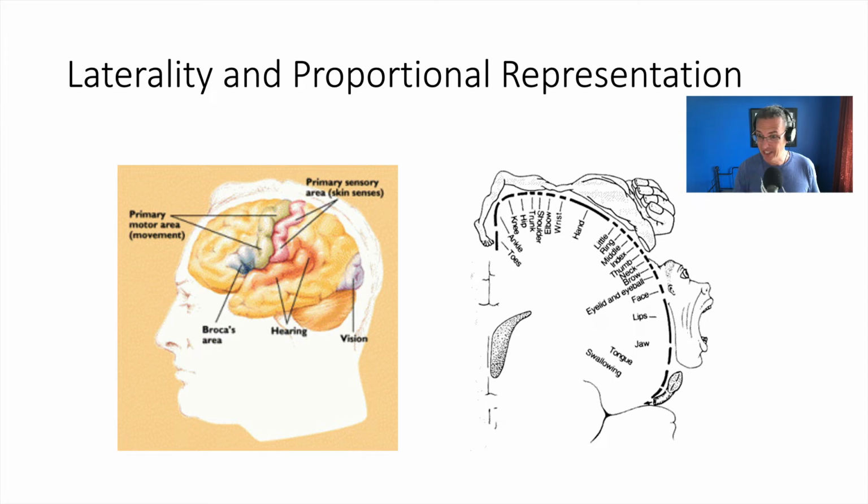All right, because there's a lot of brain tissue devoted to your lip, but there's not much devoted to your elbow. That's why we can just sit on our elbows, right? It doesn't hurt. So, kind of cool. And this is the same for the input as it is for the output.